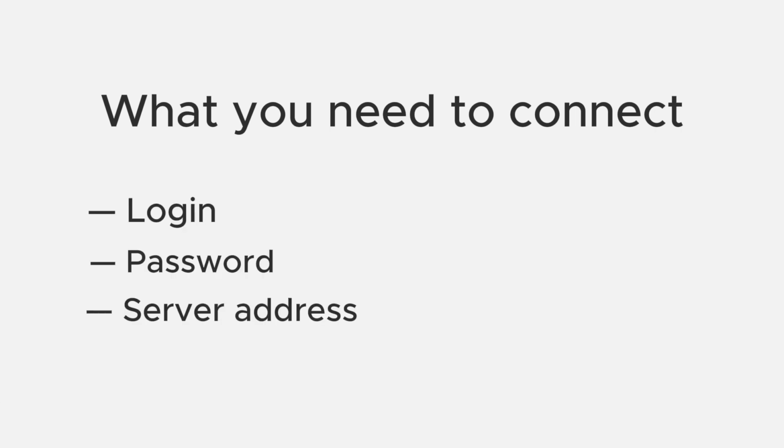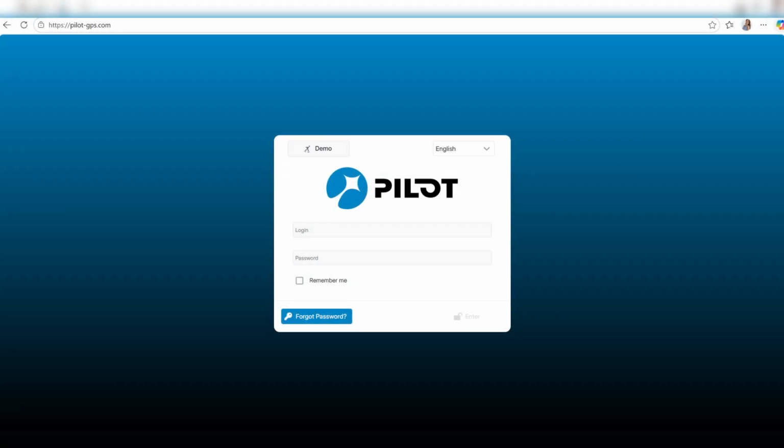To set up the connection, you will need login, password, server address. Now let's see where to find them. Let's start with the login and password. To connect BI, you'll need the login and password for your Pilot account. Use credentials from an account with administrator access. Copy the login and password. You'll need them in the next step.